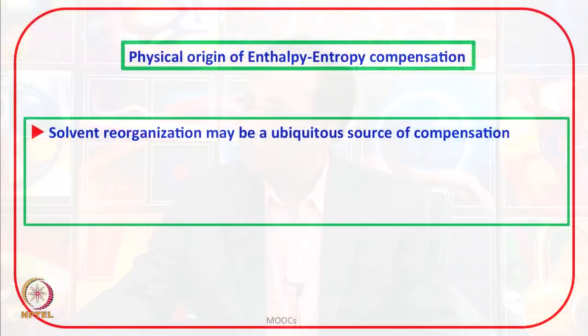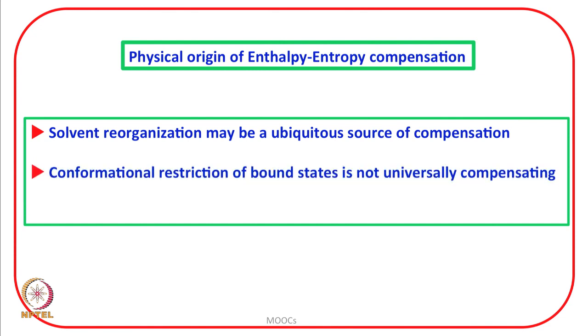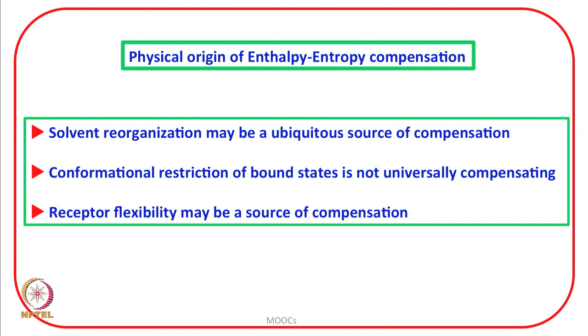Now, let us take a look at the physical origin of enthalpy entropy compensation. Based on literature review, the enthalpy entropy compensation in the case of protein ligand binding I have just discussed, that negative value associated with the formation of favorable bonds for polar bonds is also happening at the expense of the decrease in the disorder or increase in order. The other reasons which have been proposed in literature: one is solvent reorganization may also be one of the sources for the compensation. Conformational restriction of bound states is not universally compensating, and receptor flexibility may be a source of compensation.